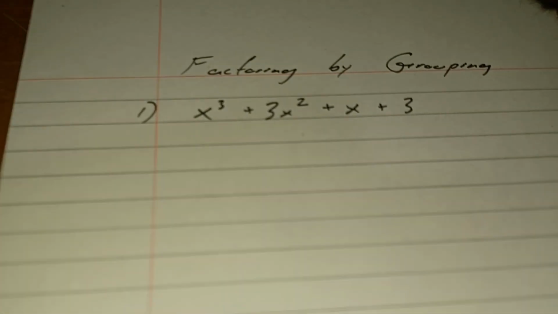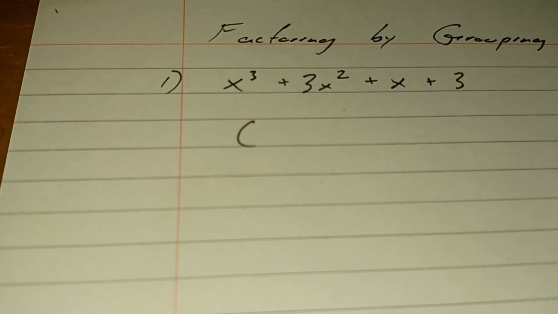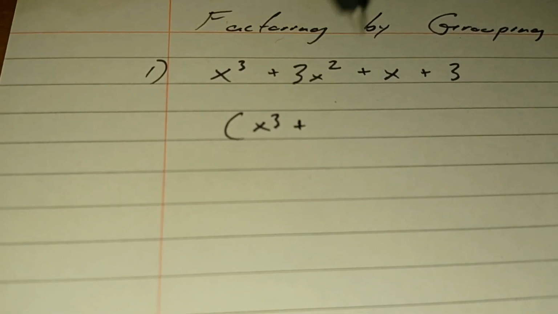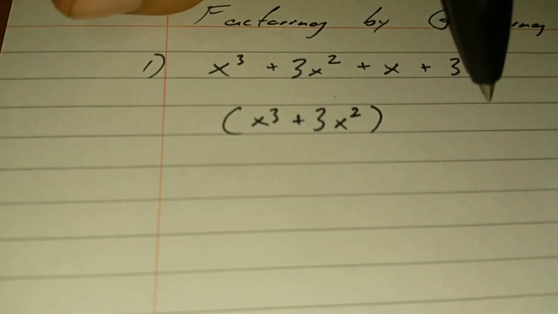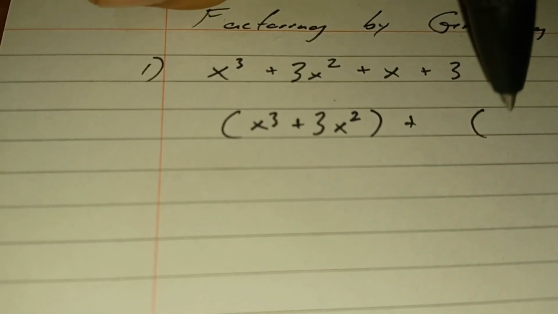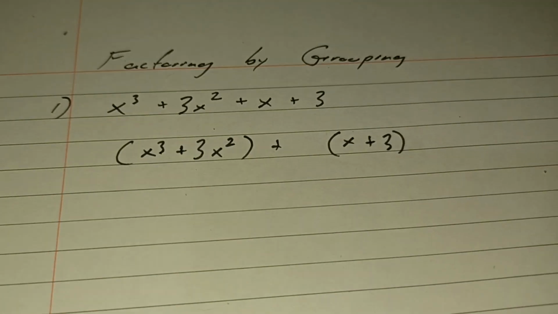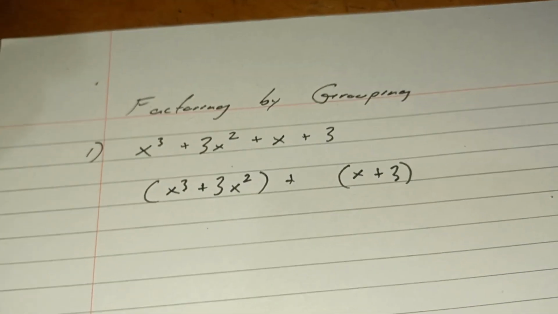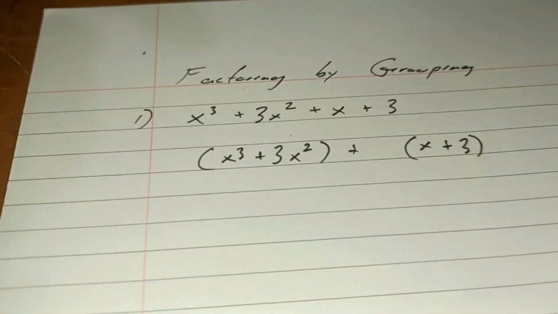All right, so we can group these together to factor them. So we have x cubed plus 3x squared. We can group that plus x plus 3. Those are going to be our groups, and we can factor certain values out of them. So let's go into the first group.